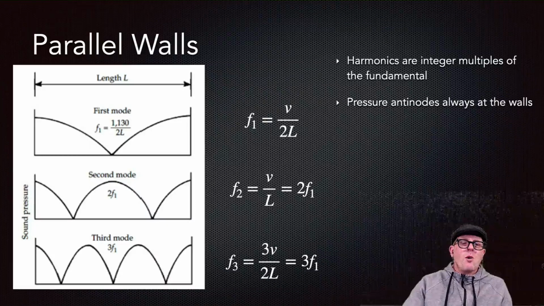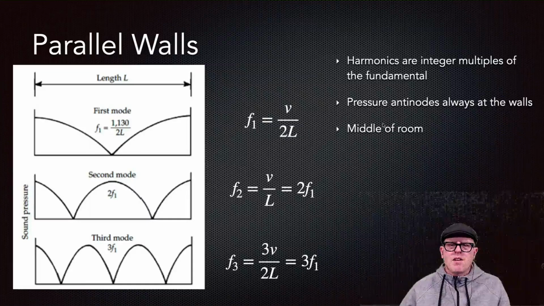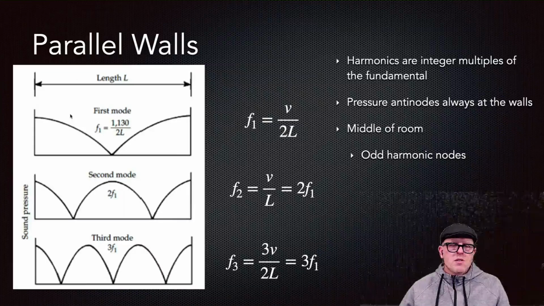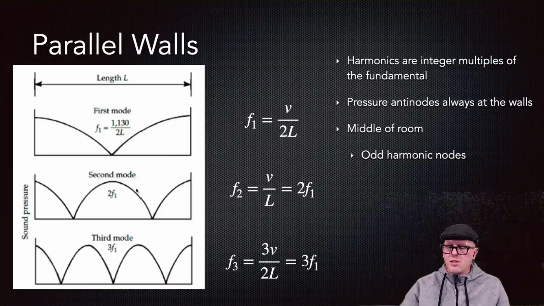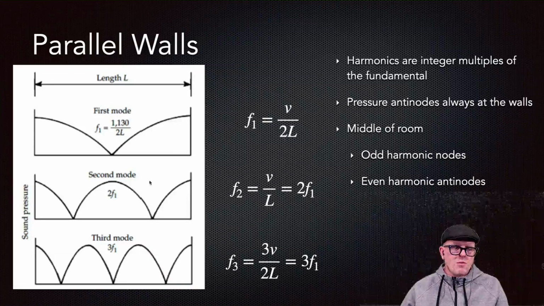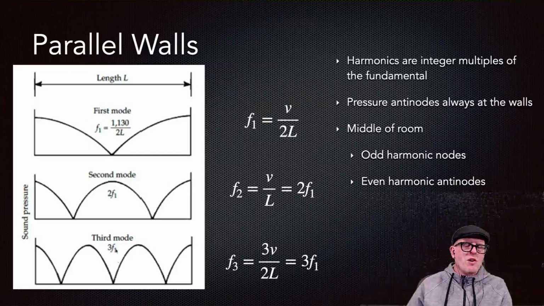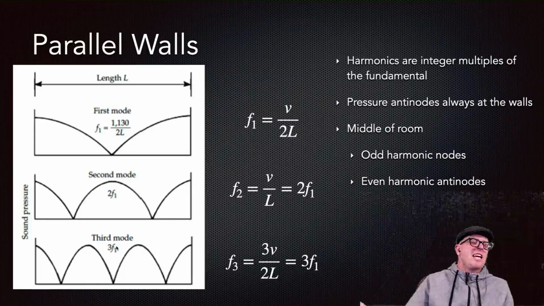The pressure antinodes are always at the walls. In the middle of the room, we have odd harmonic nodes, because the first and third modes have a node in the middle of the room. And then the second mode and the fourth mode are going to have antinodes. So even harmonics have antinodes. This is going to be kind of a weird thing. If I'm playing music, I'm not even going to hear any of the first or the third mode based off that room. It's hard to explain, but it just doesn't exist.